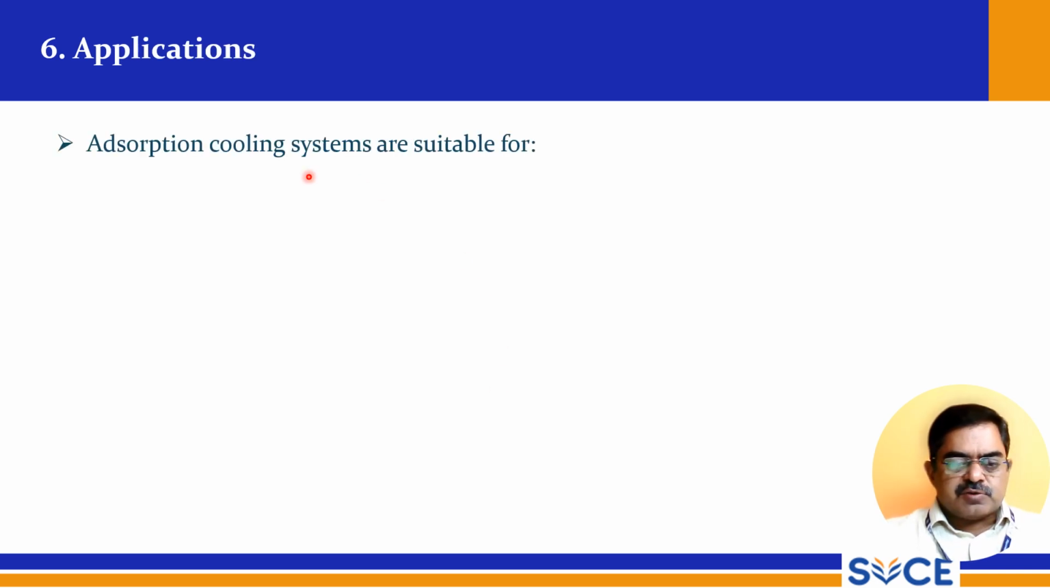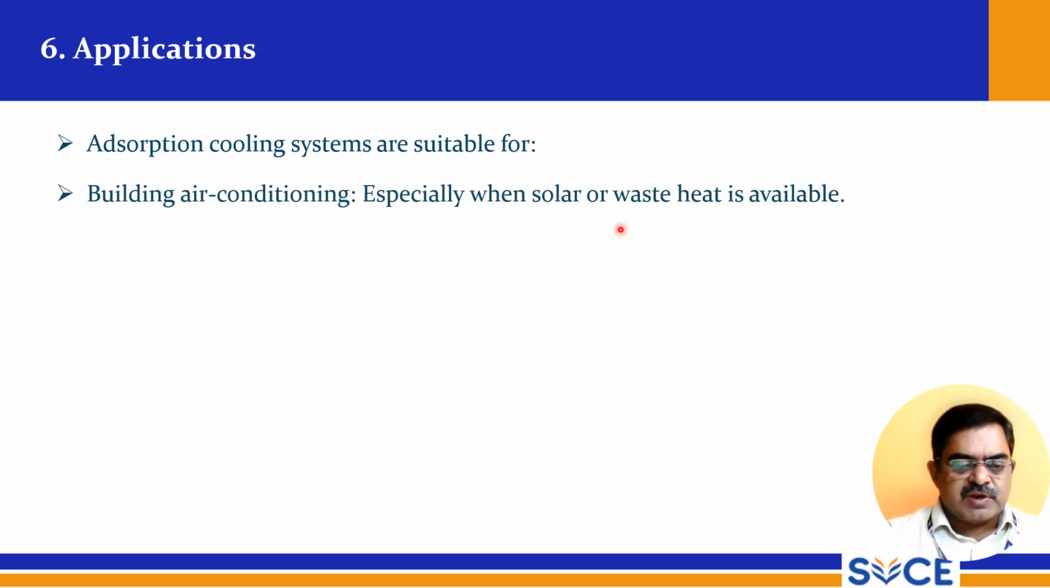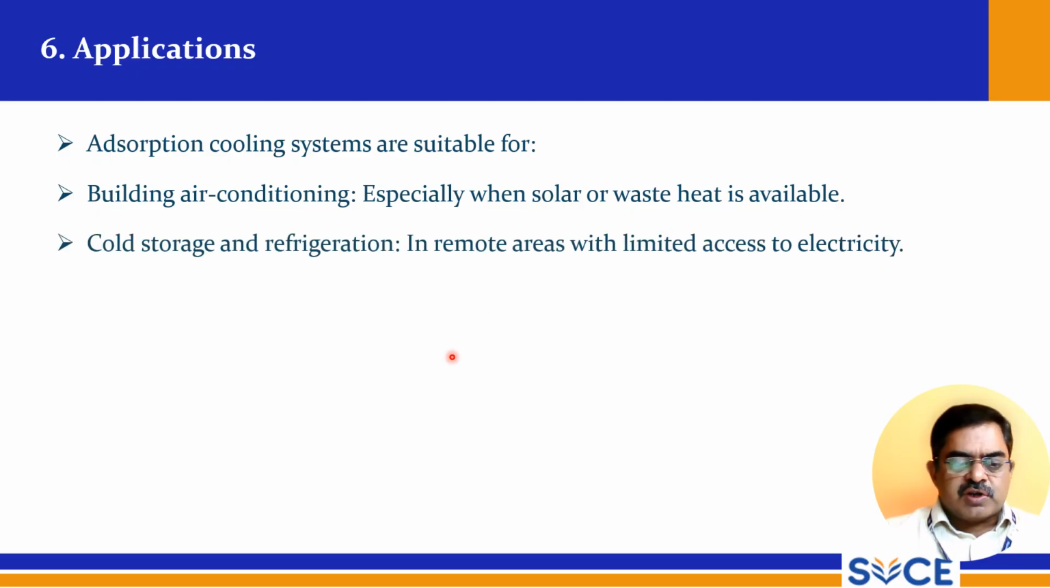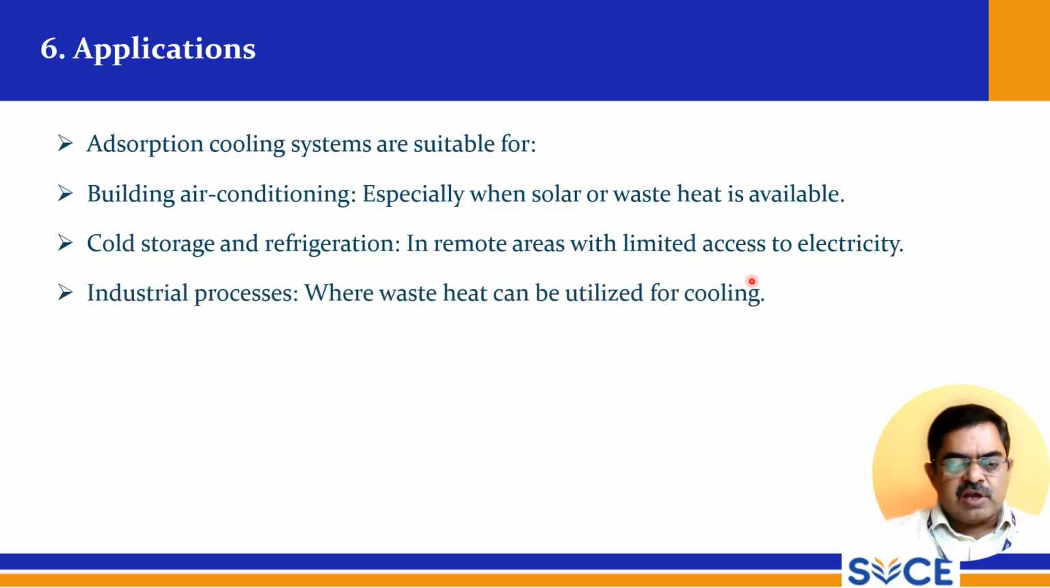Applications: absorption cooling systems are suitable for many cases, such as building air conditioning, especially when solar or waste heat is available, and cold storage and refrigeration in remote areas with limited access to electricity. Whenever you have no electricity, in that case, this system is more suitable. Industrial processes, where heat can be utilized for cooling. So heat we need, and that heat can be obtained from industrial processes.